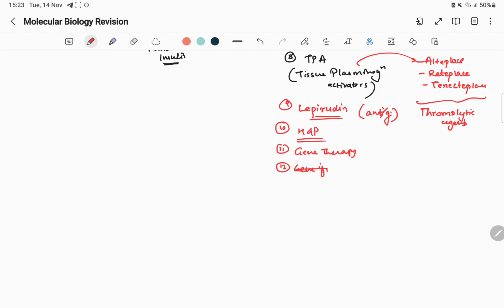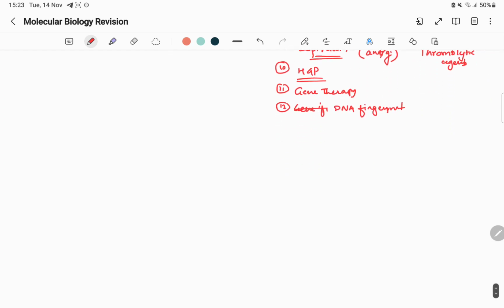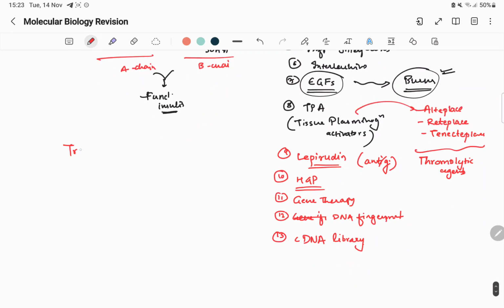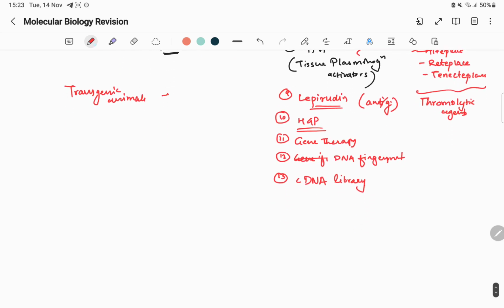It is used in DNA fingerprinting, sorry, DNA fingerprinting, not gene fingerprinting. And cDNA library construction, complementary DNA library. Production of transgenic animals. Transgenic animals like mice are produced, knockout mice.